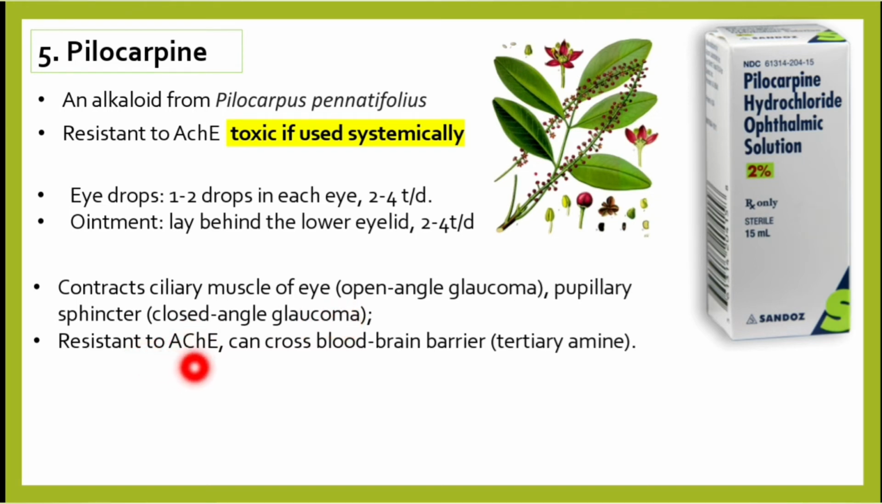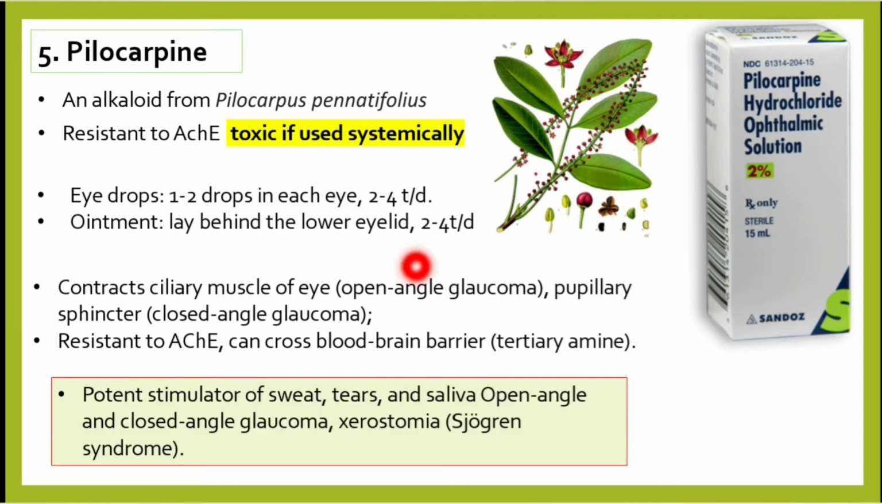Pilocarpine is resistant to acetylcholinesterase and it can cross the blood-brain barrier, so it's a tertiary amine. Its main indication is as a potent stimulator of sweat, tears, and saliva. So we can use it in open-angle glaucoma. We can also use it in xerostomia, in a dry mouth, but yeah, it's rarely used. Pilocarpine on sweat, you need to know, is the one used in the diagnosis of cystic fibrosis.